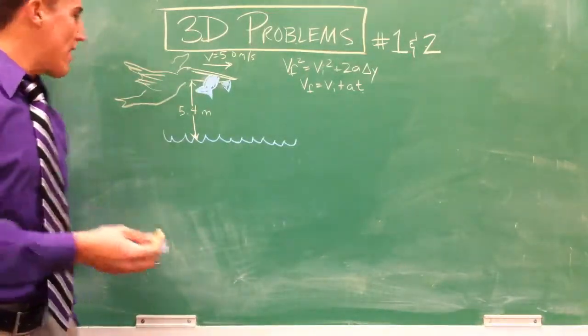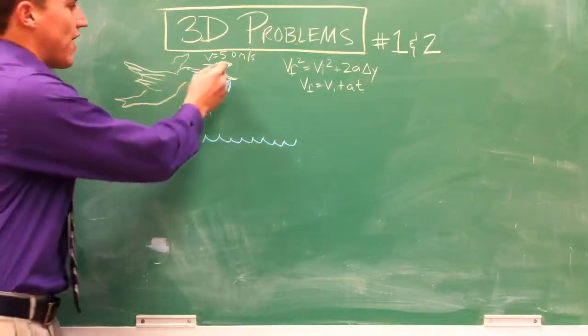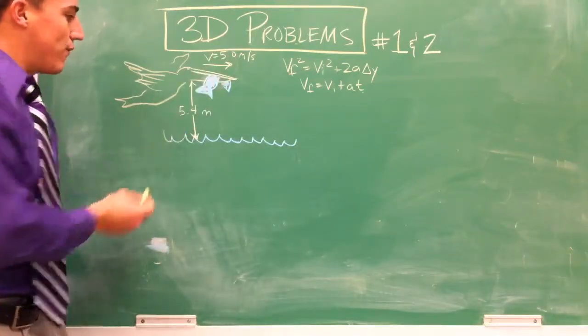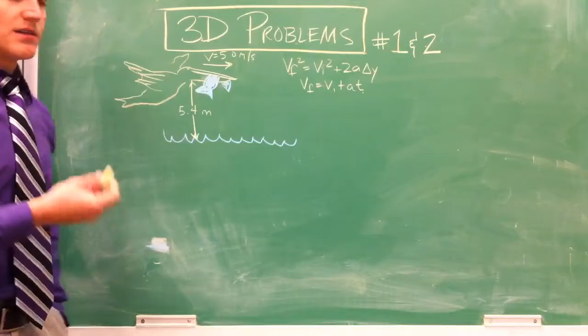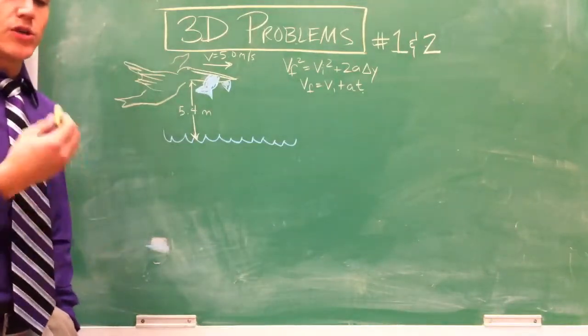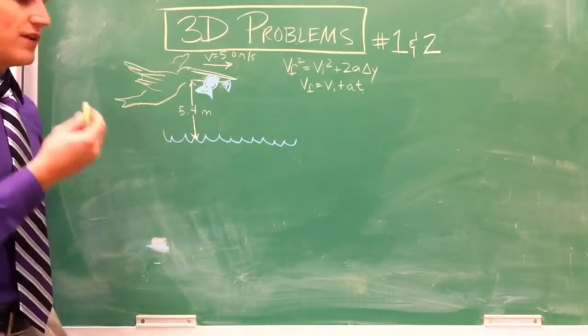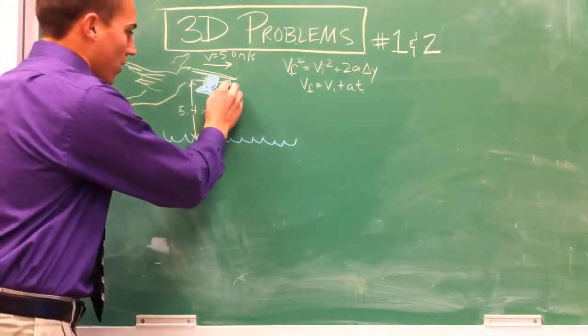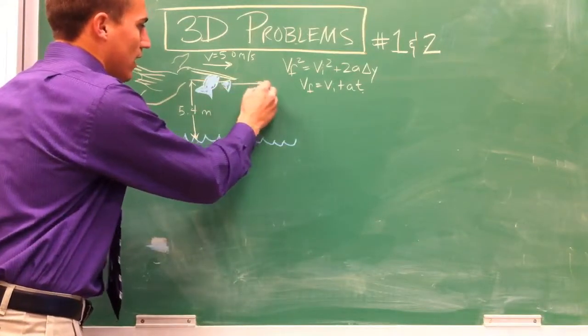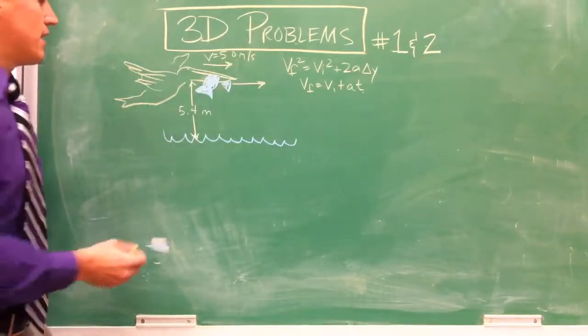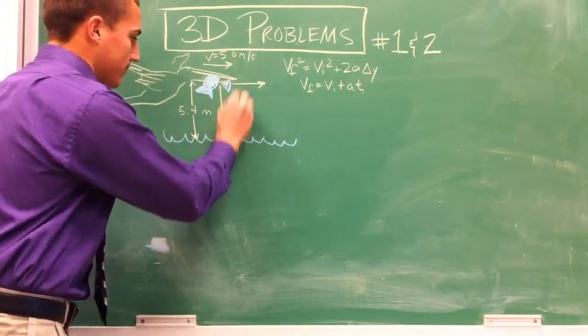So starting off, we have a pelican who's flying at 5 meters per second, 5.4 meters above the water, and in his mouth he has a fish. He's going to drop this fish. And when the fish falls, it's going to have a horizontal component, which is going to be the same as the pelican's velocity, as well as a vertical component.